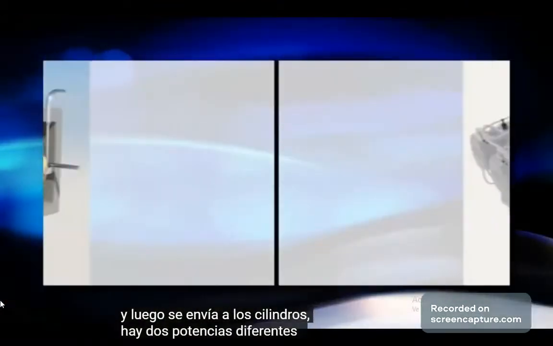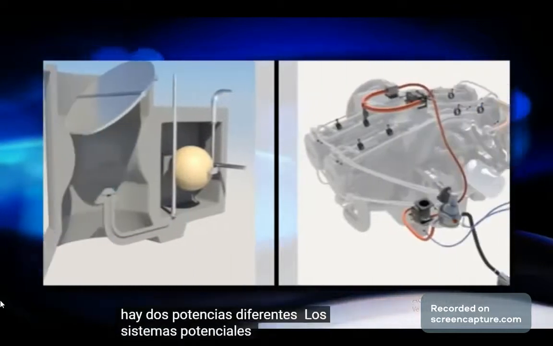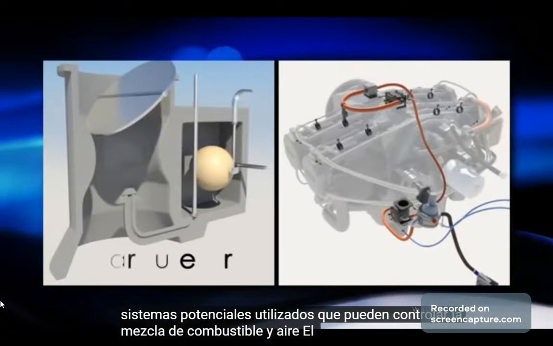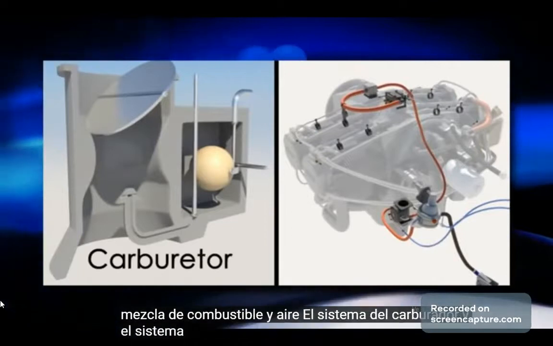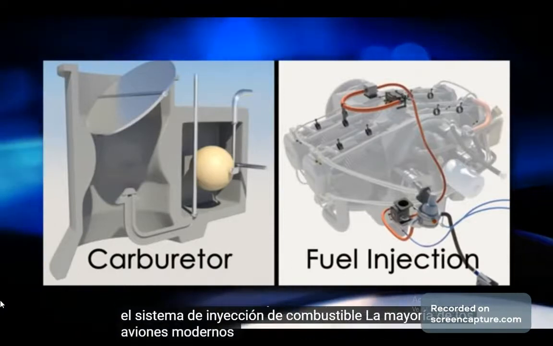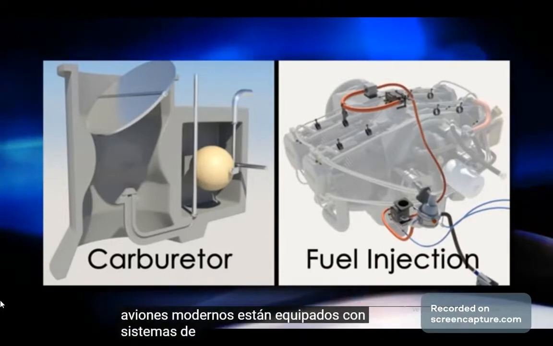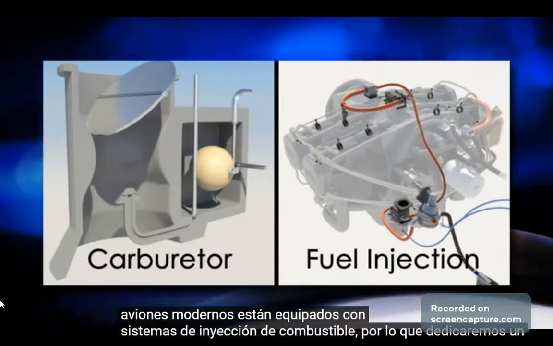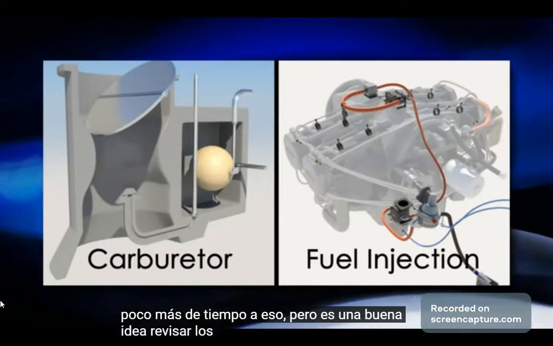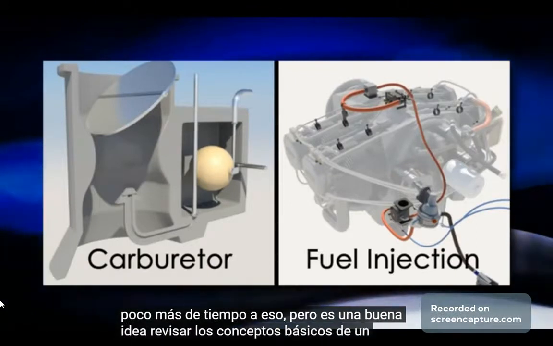There are two different potential systems used that can control the fuel-air mixture: the carburetor system and the fuel injection system. Most modern airplanes are equipped with fuel injection systems, so we'll spend a little more time on that, but it's a good idea to still review the basics of a carburetor.